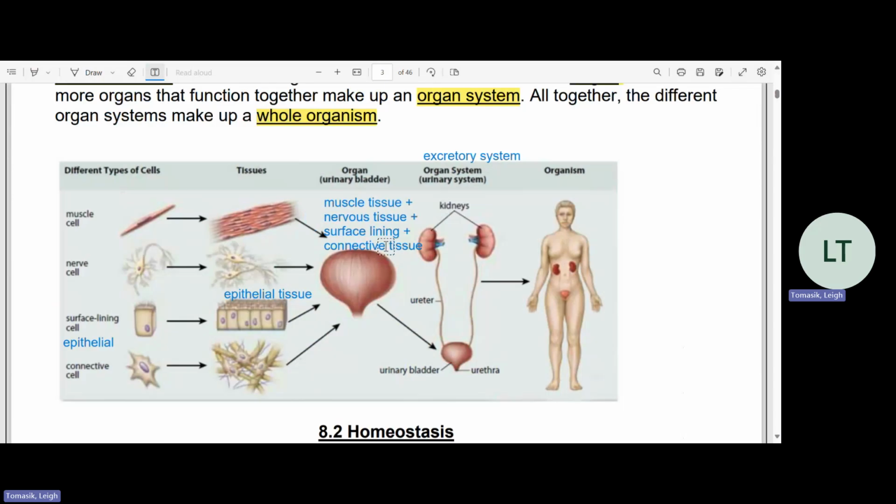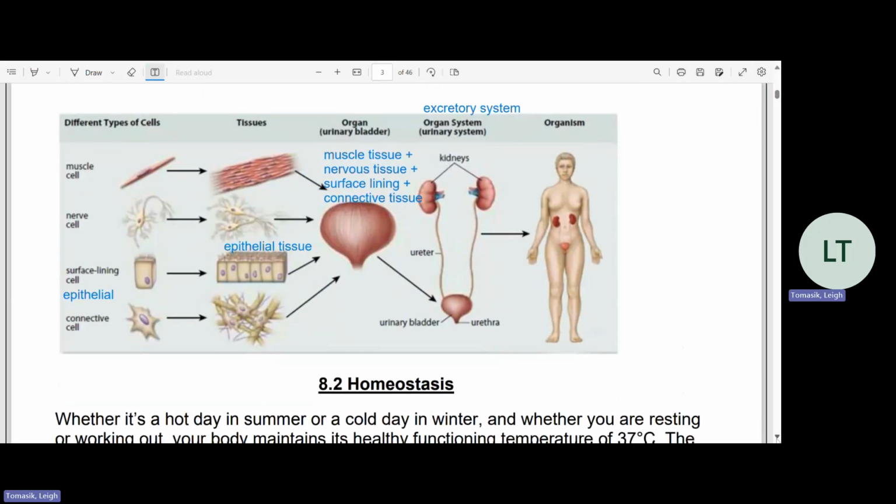So that is the concept of an organ system, and we will be studying in depth three different organ systems in the body. We will be studying your circulatory system, your respiratory system, and your digestive system.